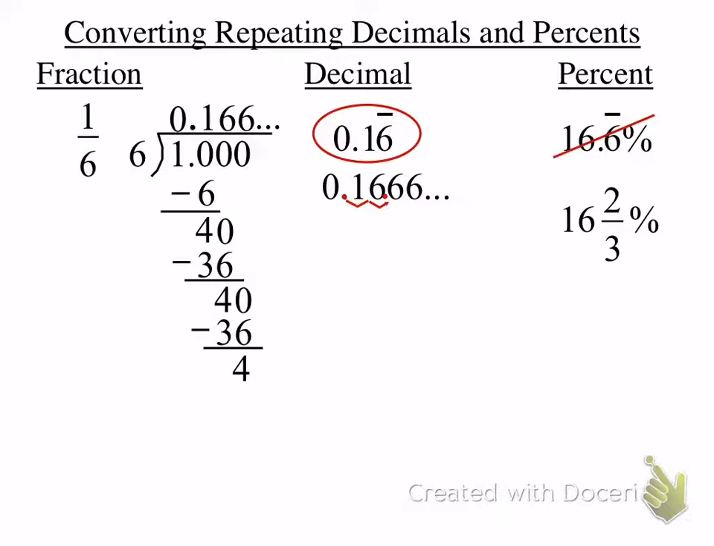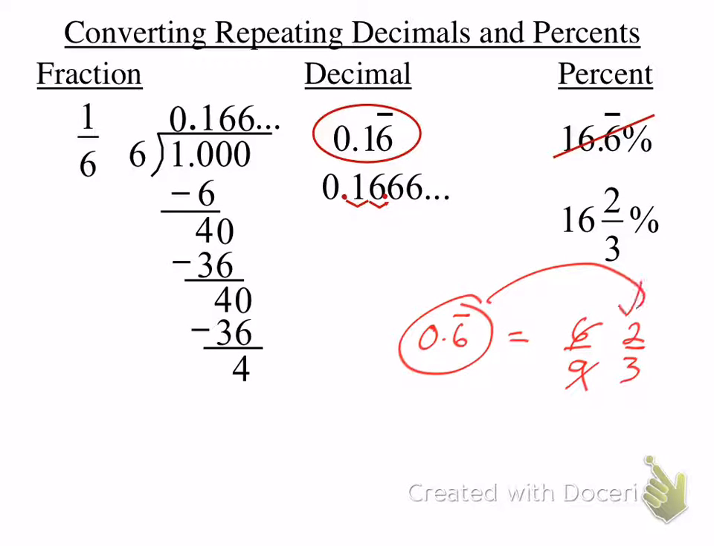0.3 repeated is, everybody? 0.3 repeated is what fraction? 1/3. 0.6 repeated is 2/3. And that's because, remember, this is 6 over 9. Anything repeated is over 9. 3 goes into both of those, so it takes it to 2/3. You should have that memorized, that this is 2/3.